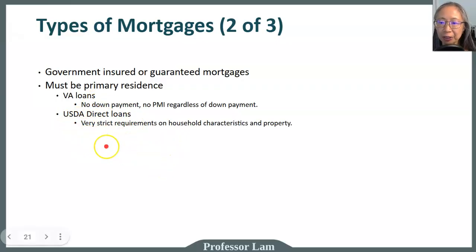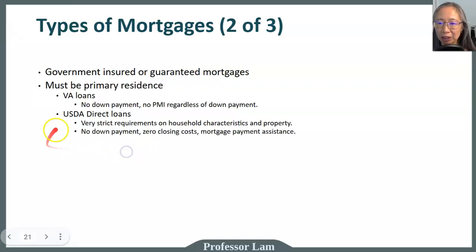USDA direct loans have very strict requirements on both the property and your household, not just income, but characteristics as well. If you do qualify, it does not require any down payment. They don't have any closing costs, and they even have mortgage payment assistance. USDA direct loans are specifically designed for low-income families living in rural areas.